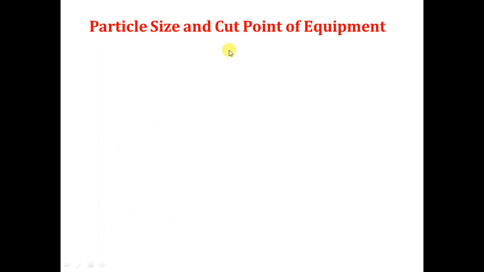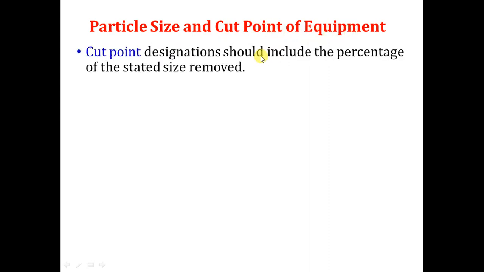Now we will talk about some very important definitions and abbreviations that will be used for the equipment later. One is the particle size and the cut point of the equipment. What is the meaning of cut point? When I say that a shaker screen, for example API 170, has a cut point D50 equal to, say, 74 microns, what does that mean?